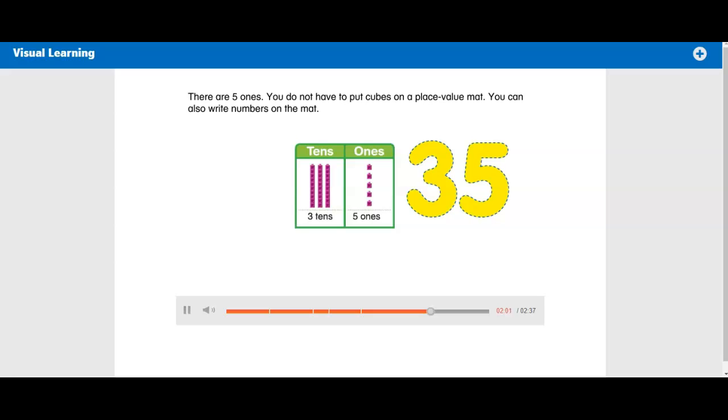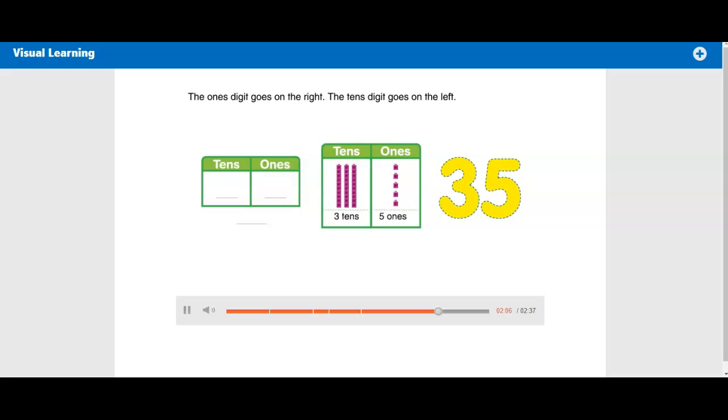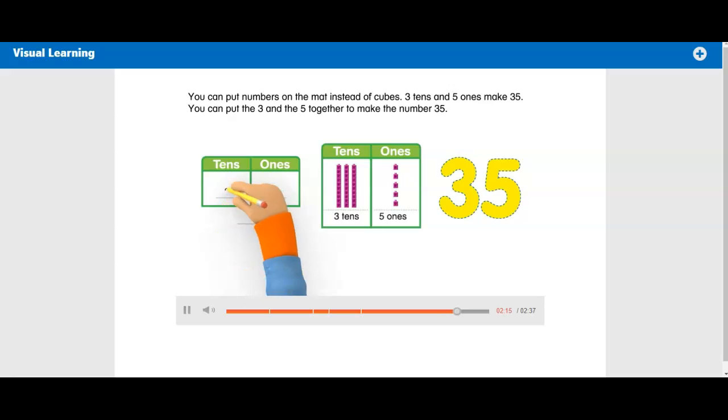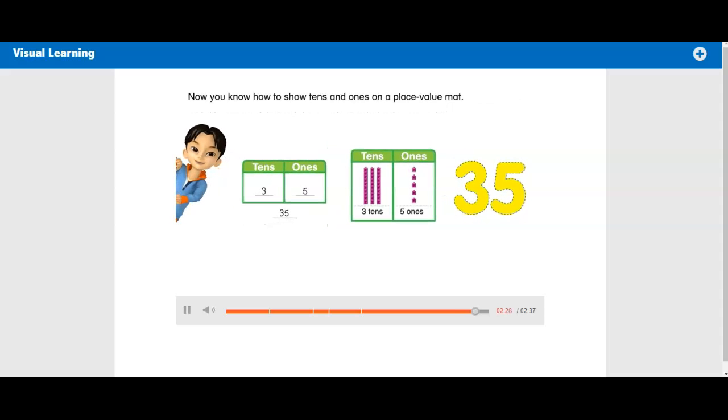You do not have to put cubes on a place value mat. You can also write numbers on the mat. The ones digit goes on the right. The tens digit goes on the left. You can put numbers on the mat instead of cubes. 3 tens and 5 ones make 35. You can put the 3 and the 5 together to make the number 35. Now you know how to show tens and ones on a place value mat.